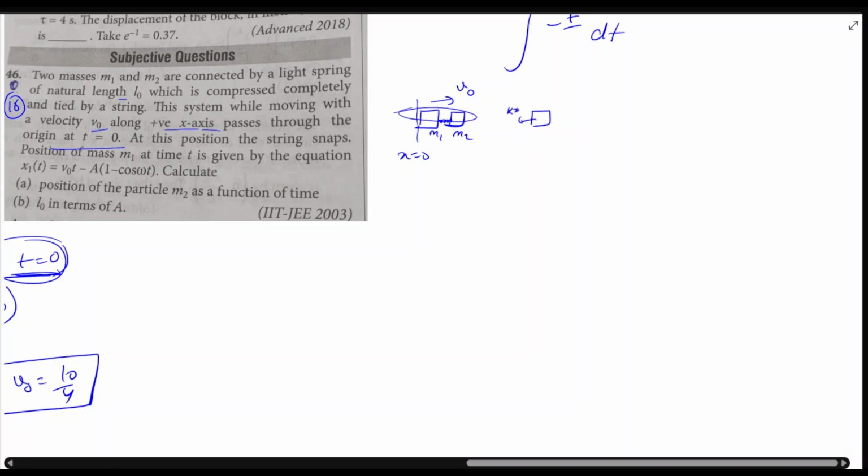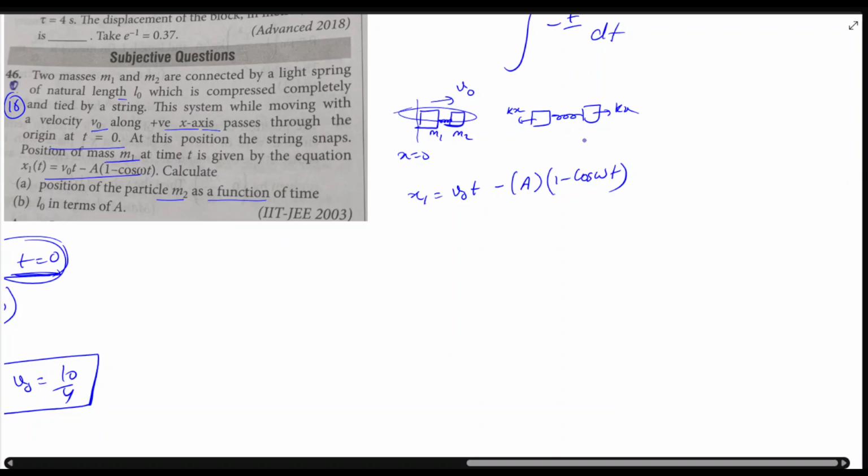Now what will be happening on this m1? There will be some force, and similarly on this there will be some force, and hence the velocity will be changing. The position will also be changing. In this question, the position of m1 is given like this: x1 is equal to v naught t minus a1 minus cos omega t, right? We have to find the position of particle m2 as a function of time.